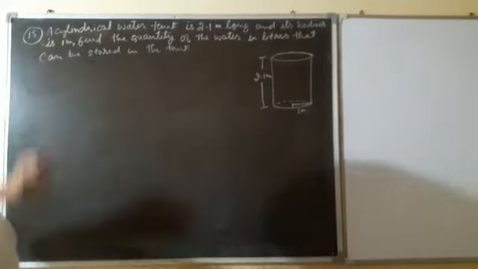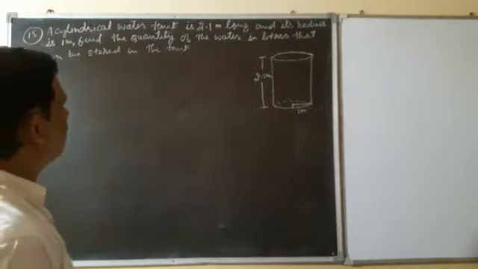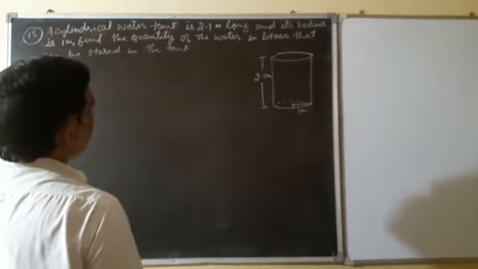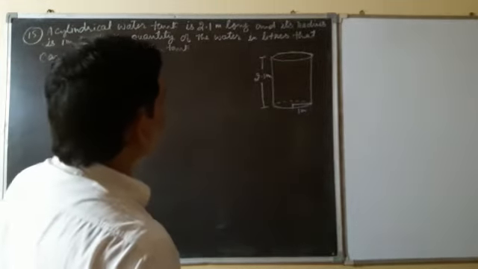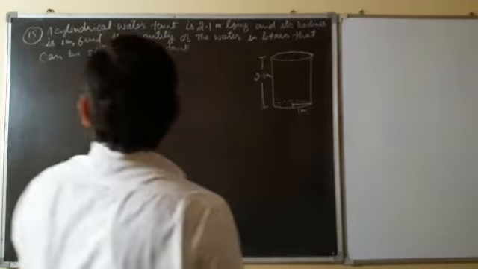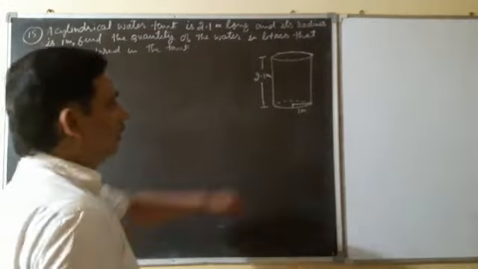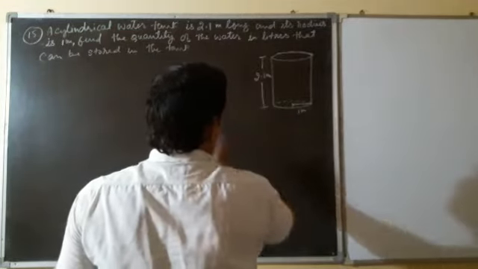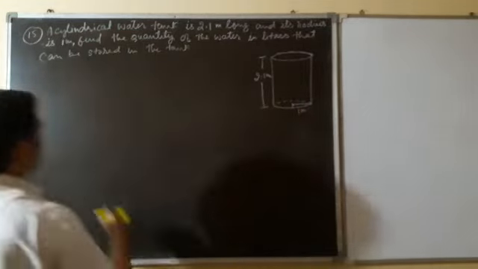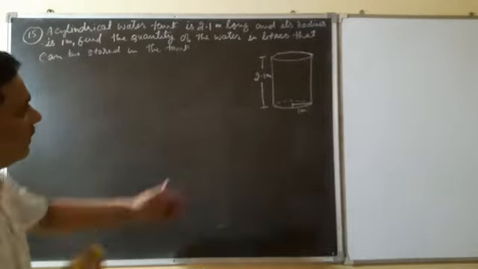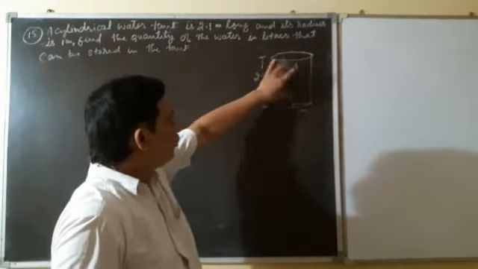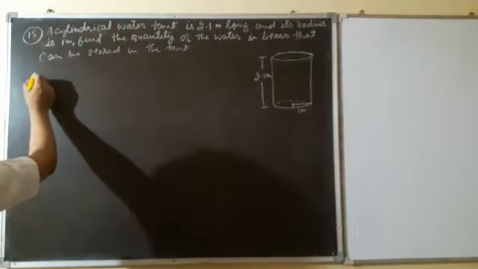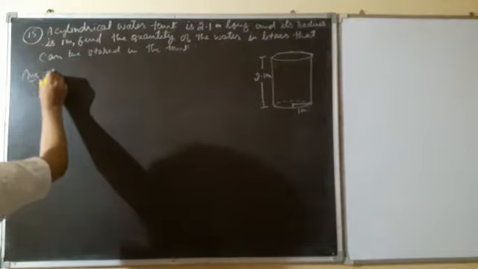Now let us see question number 15. A cylindrical water tank is 2.1 meter long and its radius is 1 meter. Find the quantity of the water in liter that can be stored in the tank. Suppose this is a tank whose height is 2.1 meter given and radius is given 1 meter. So let us find out the water that can be held by this tank. So ultimately we have to find out the volume.